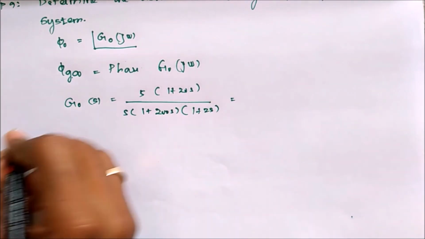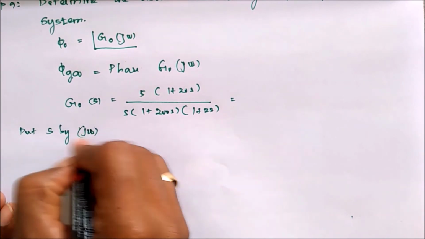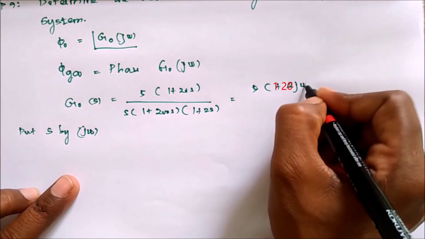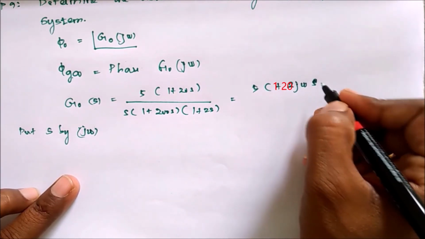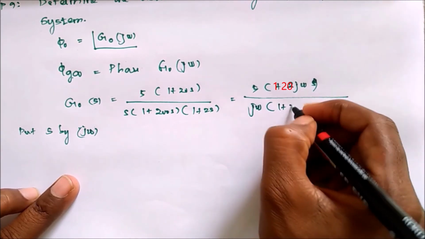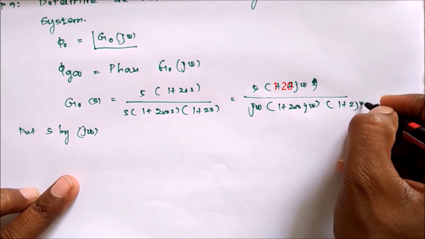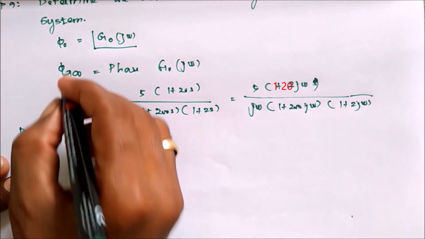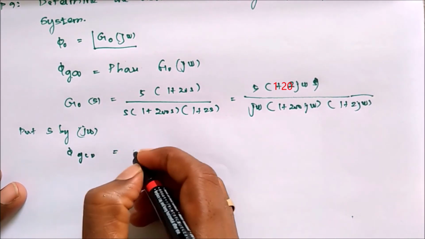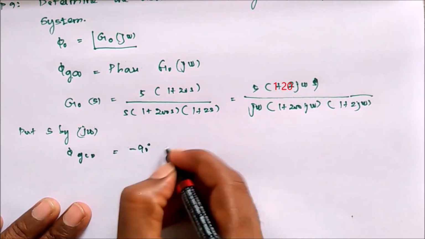So now we have to put s as j omega. So if we substitute here, 5 into 1 plus 2j omega divided by j omega into 1 plus 200 j omega into 1 plus 2 j omega. So if we write the angle equation, phi gc of 0 equal to, if we take first 1 by j omega, it is minus 90 degree.